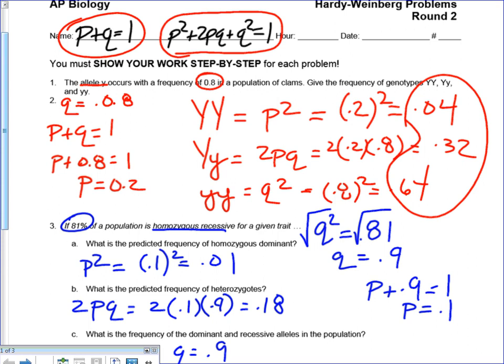Now, if I'm starting with a genotype like Q squared, in order to go over to the other equation and use it to figure out the frequency of the allele, I have to take the square root. Okay? If I know these values and I want to know the genotypes, now I got to plug it into the genotype equation. Am I making any sense there? Okay.